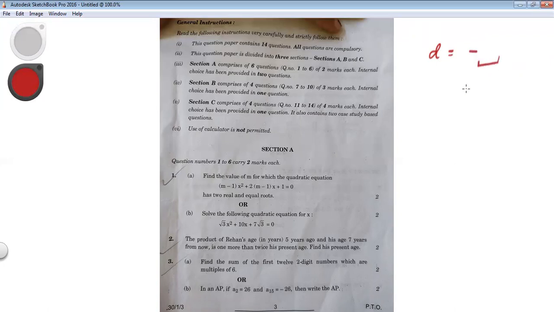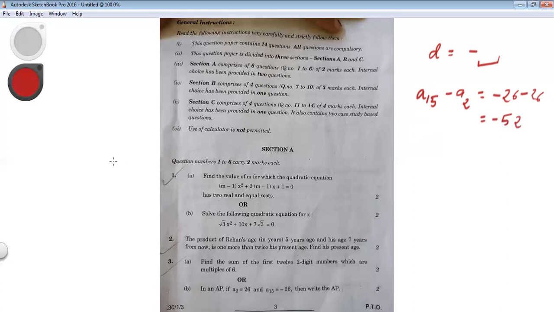Now how do we find that? We just do this. A15 minus A2, if you do, then how much will you find? Minus 26 minus A2, which is 26. So minus 26 minus 26 is minus 52.